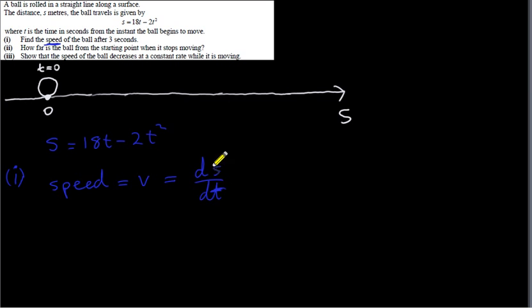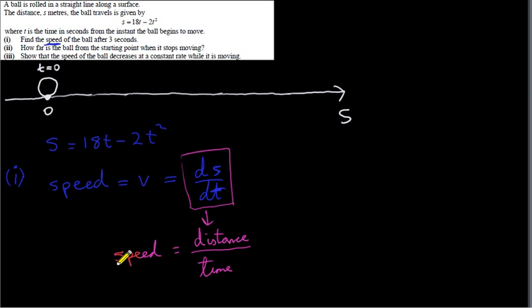Now, how would you remember to do this? Well, what we have here is ds, which is a distance. S is distance, remember, over dt, which is a time. Distance over time. You might remember that average speed is given by distance traveled divided by time taken. Actually, this is instantaneous speed because the time taken is a tiny differential, dt.